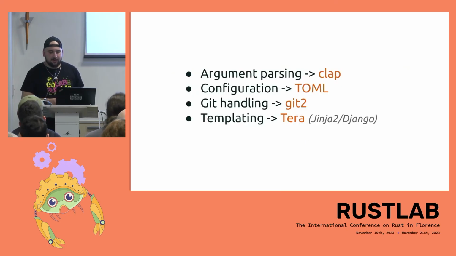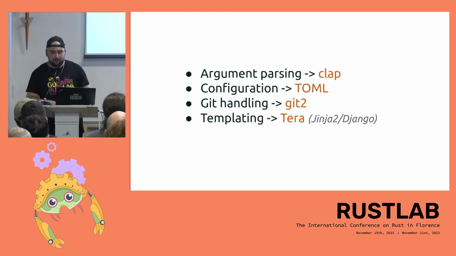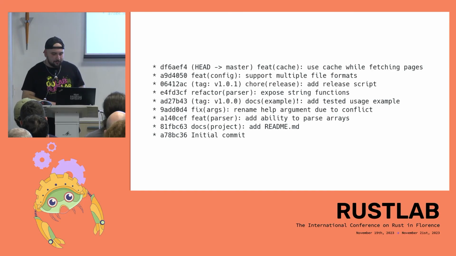Some of the libraries that I use to do this: argument parsing is clap, configuration is in TOML format, Git handling is git2 like I mentioned, and most importantly, the templating is handled by a Rust library called Tera, and it's based on Jinja2 and Django templates.